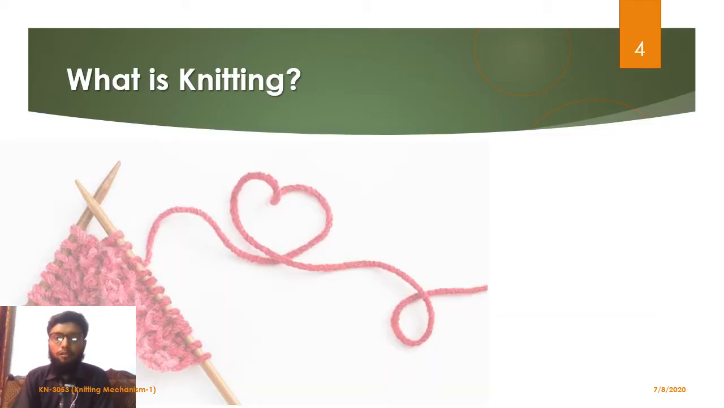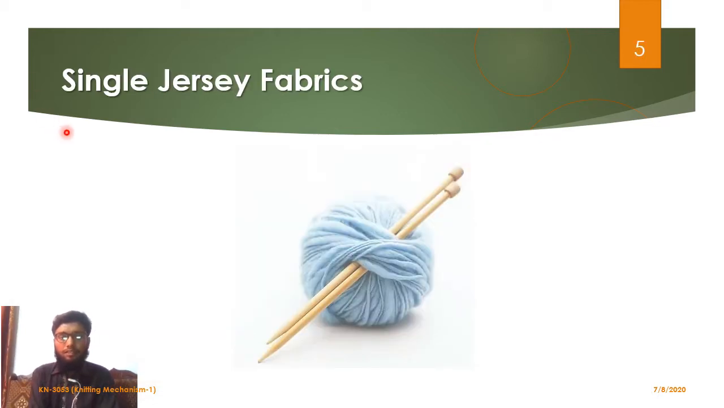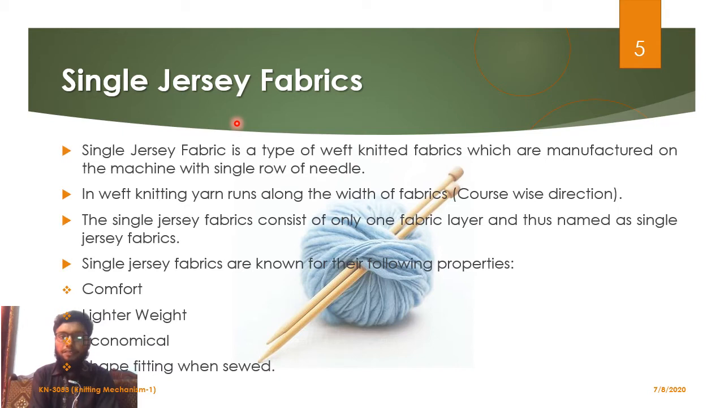So first of all, what is knitting? Knitting is a technique of fabric formation by interlooping of yarns, and it is the second most famous fabric formation technique after weaving. Knitted fabrics are famous because of their comfort, aesthetics, and some functional properties. Single jersey fabrics are the weft knitted fabrics manufactured on a machine having a single row of needles.